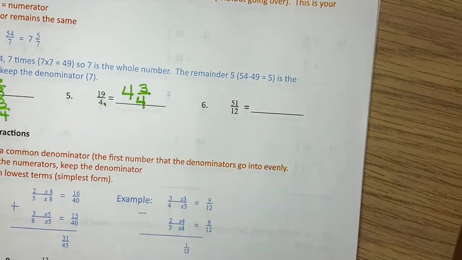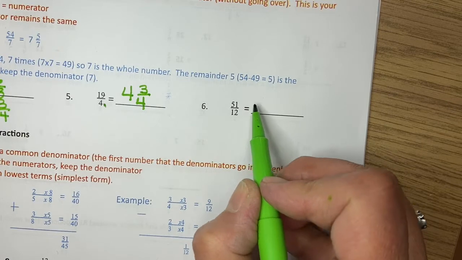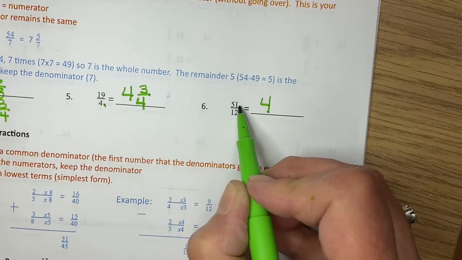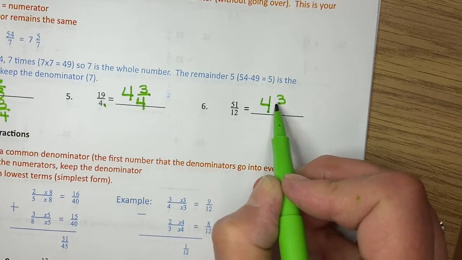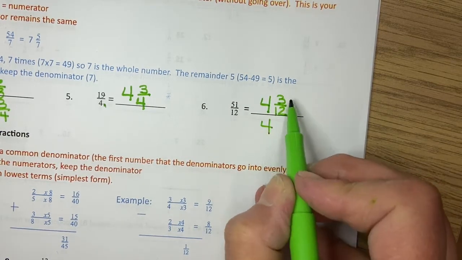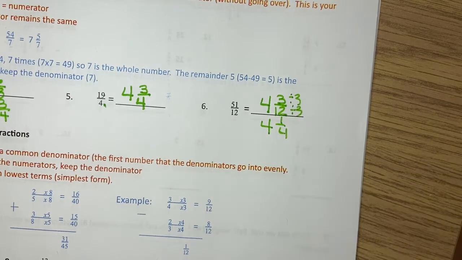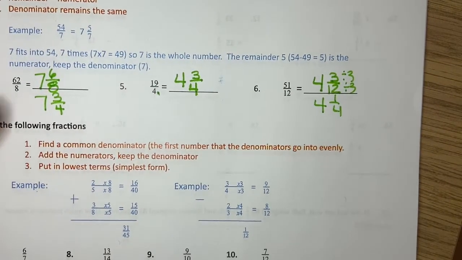And 12 goes into 51. Well, 12 times 4 is 48. 12 times 5 is 60, so it's got to be 4 times. 48 to 51 is 3 left over out of 12. And again, I could reduce this, divide by 3, and I would get 4 1/4. Okay? So that's changing mixed to improper, improper to mixed.